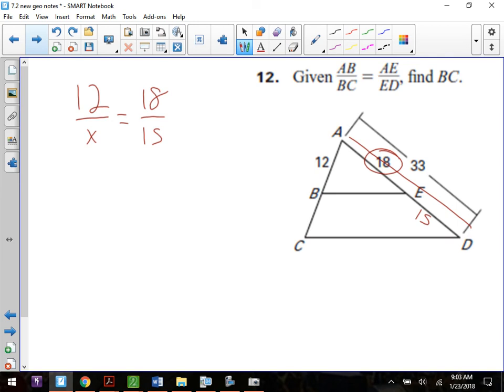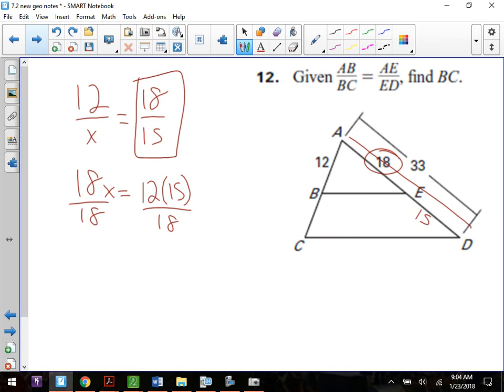This one here can cross multiply through. If you want, you could simplify this first to make your life easier in your brain. Or just cross multiply and press buttons on your calculator. There's nothing wrong with that as well. So you have 18x equals 12 times the 15, equals whatever.